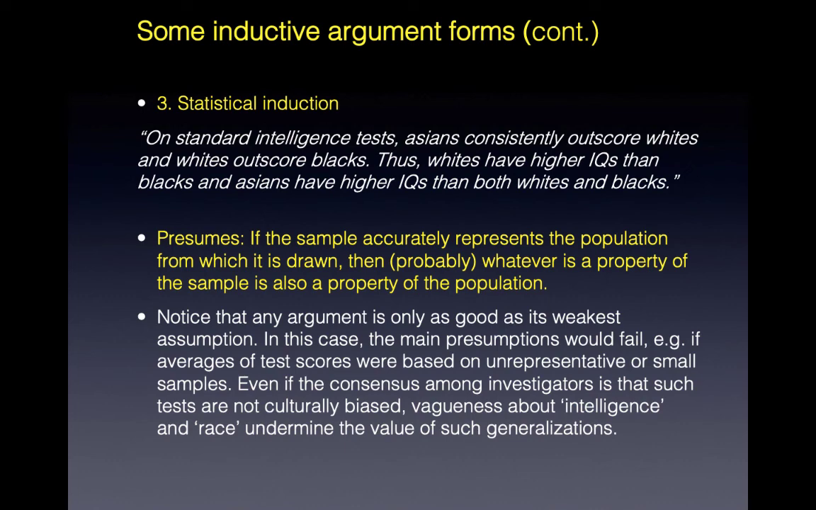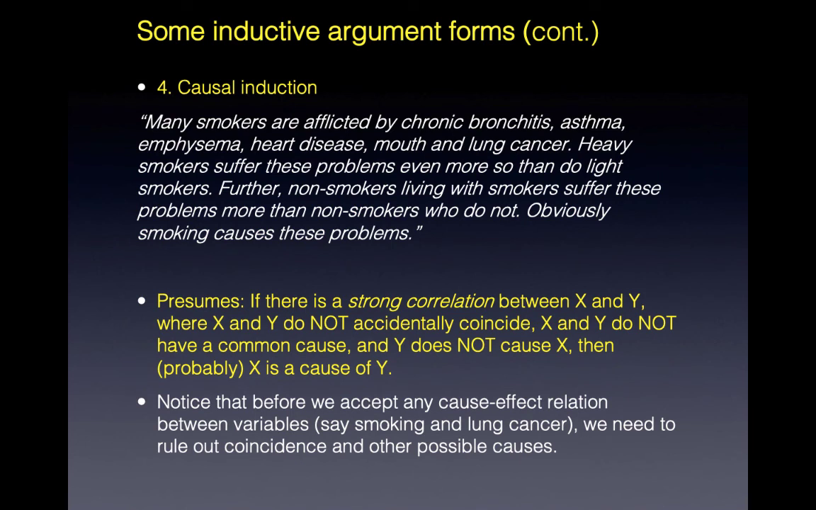Okay, but let's get back to the patterns of reasoning here. I want to separate the logic of the arguments from the truth of the claims. Next is causal induction, and this is going to be reasoning about cause-effect relations, alleged cause and effect relations. So here's one. Many smokers are afflicted by chronic bronchitis, asthma, emphysema, heart disease, mouth and lung cancer. Heavy smokers suffer these problems even more so than do light smokers. Further, non-smokers living with smokers suffer these problems more than non-smokers who do not.